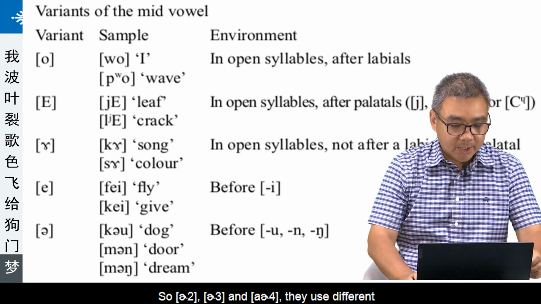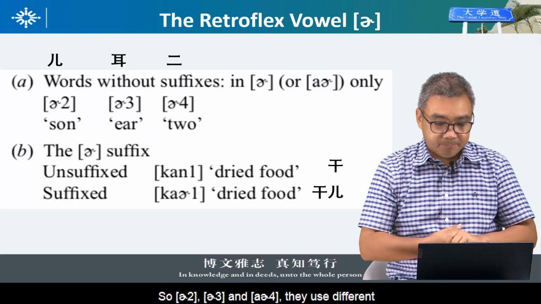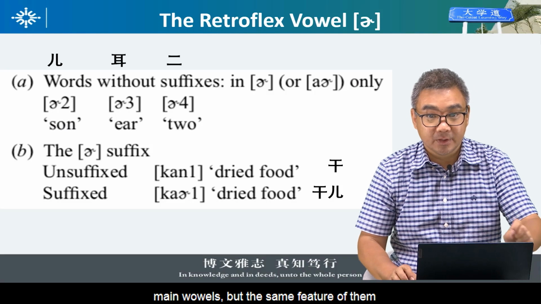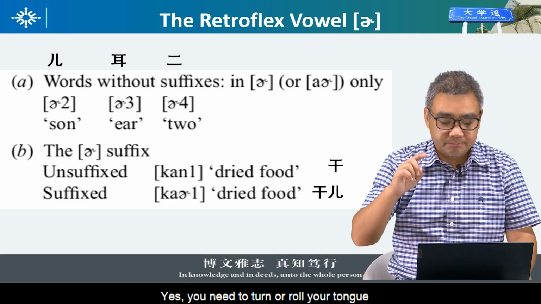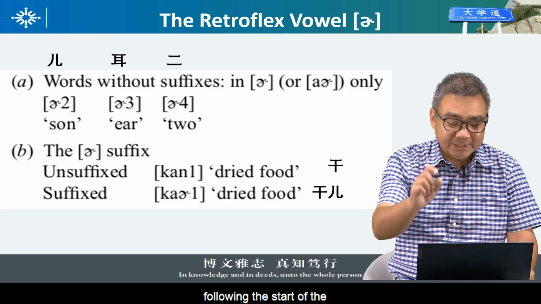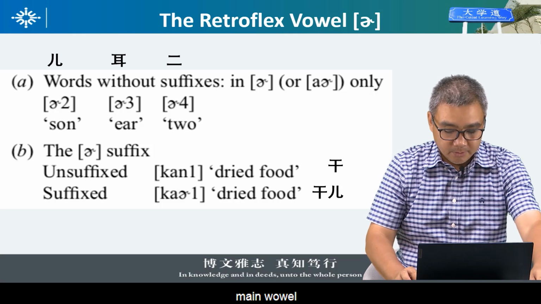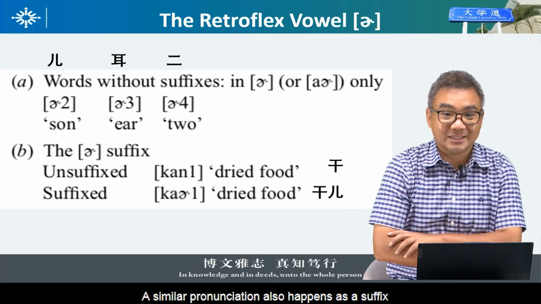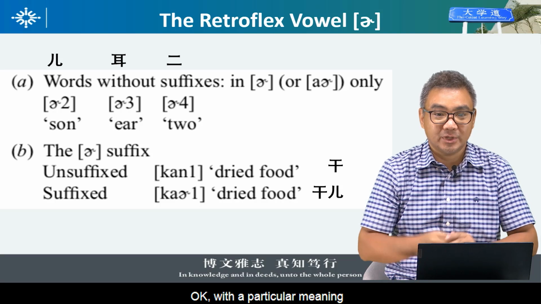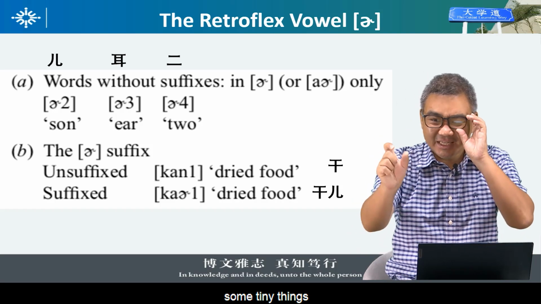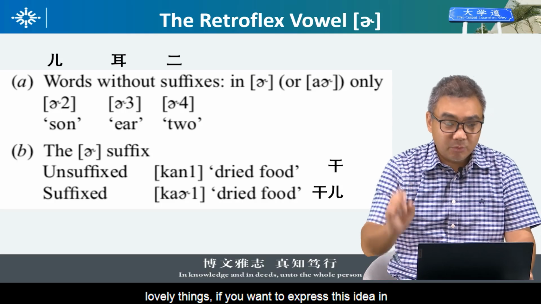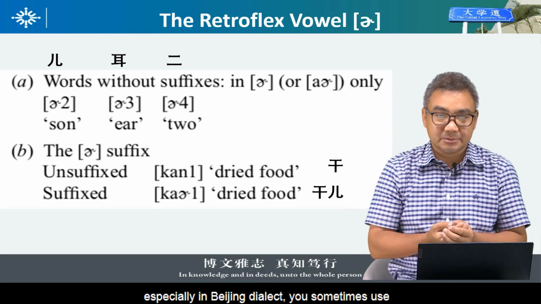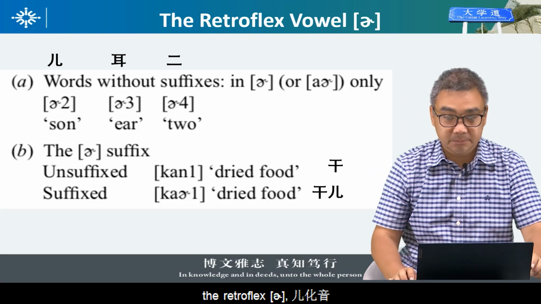And R, they use different main vowels, but the same feature of them is you need to roll your tongue following the start of the main vowel. And similar pronunciations also happen as a suffix, with a particular meaning: something small, tiny things, lovely things. If you want to express this idea, especially in Beijing dialect, sometimes you use the retroflex vowel er, okay?